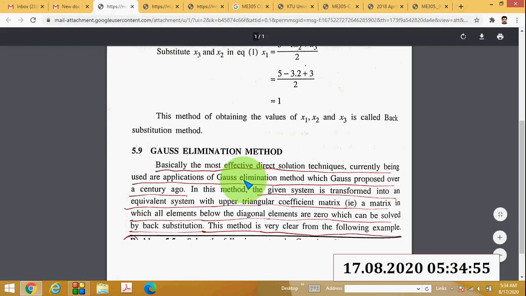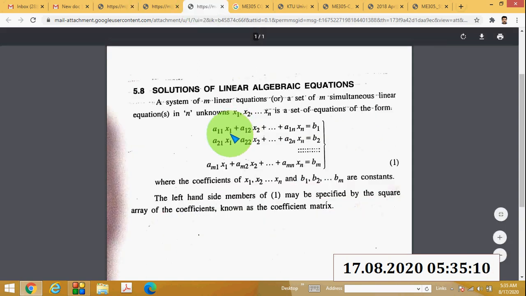So once again, in the Gauss elimination method, the given system is transformed into an equivalent system with an upper triangular coefficient matrix, that is, a matrix in which all elements below the diagonal elements are 0, which can be solved by back substitution.